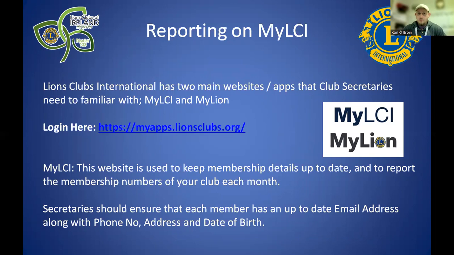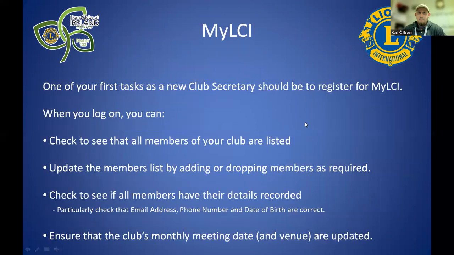The MyLCI website is used to keep membership details up to date and to report membership numbers for your club each month. Secretaries should ensure also that each member has an up-to-date email address along with a phone number, postal address, and a date of birth. In fact, even if the member's date of birth is not exact, but the year is correct, that's very helpful to District 133.